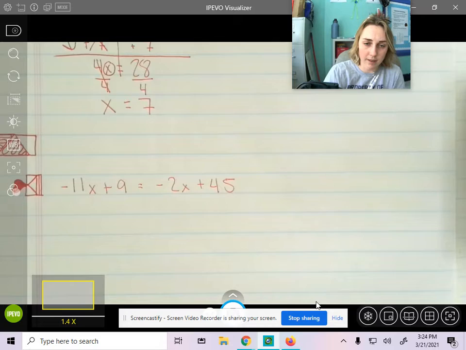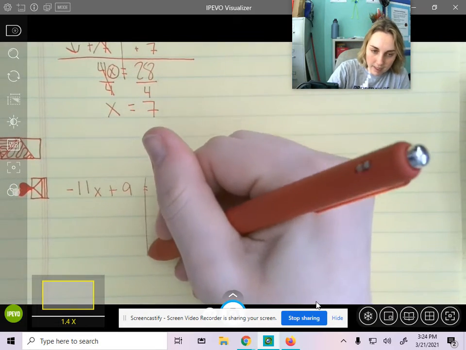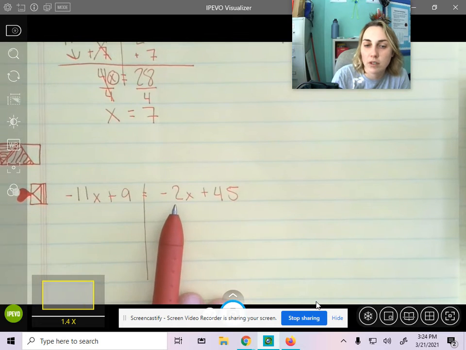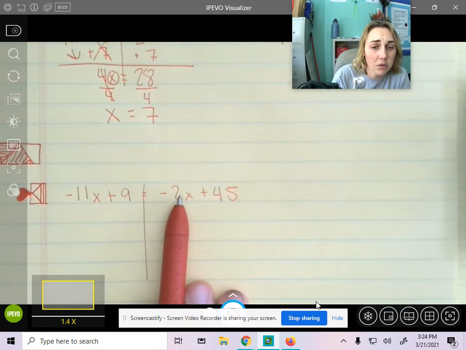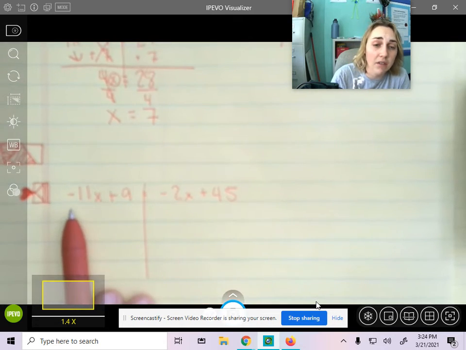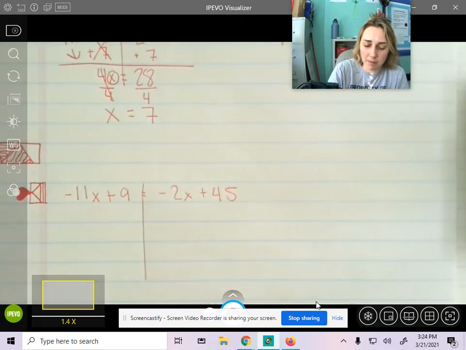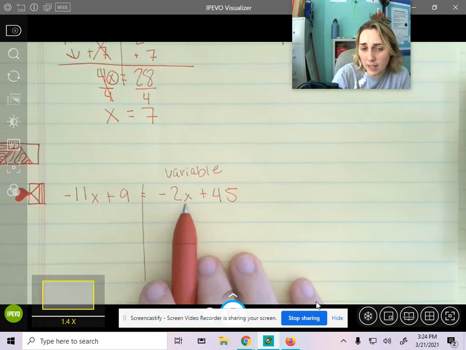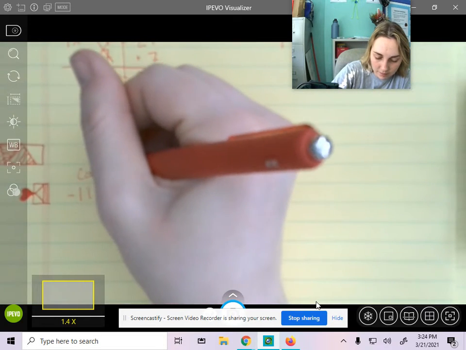So let's go ahead and do this. So I'm going to put my balance beam through the equal sign, and I'm looking at my variables first. I want to choose the variable side first. And in this case, negative 2 is bigger than negative 11. So I'm going to make this side my variable side. And if that's my variable side, well, this side is going to be my constant side.